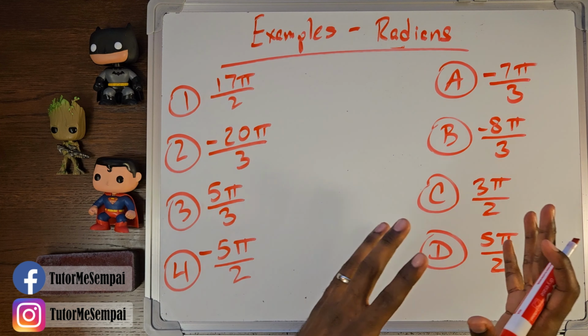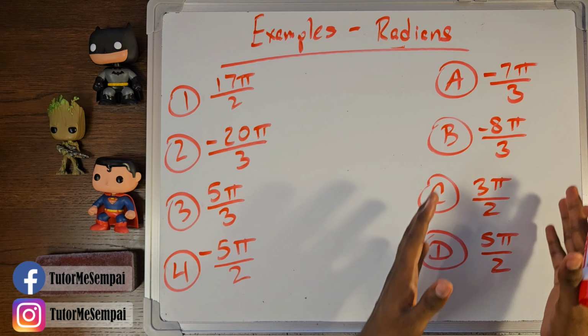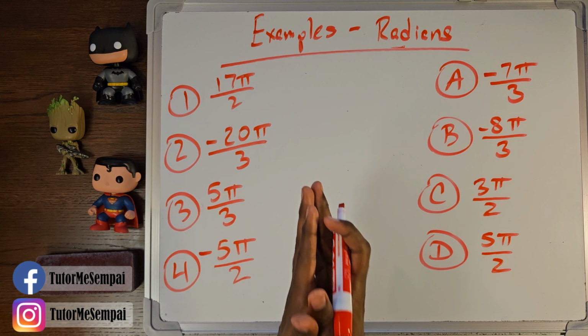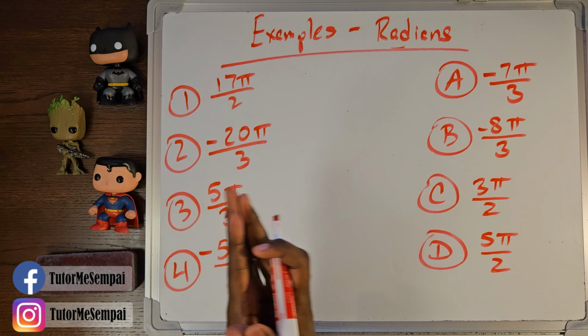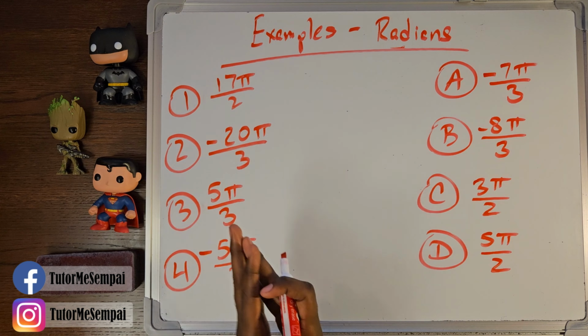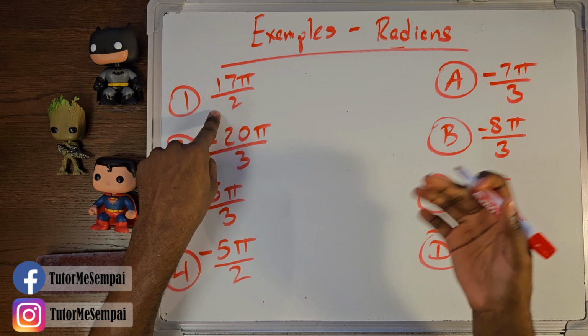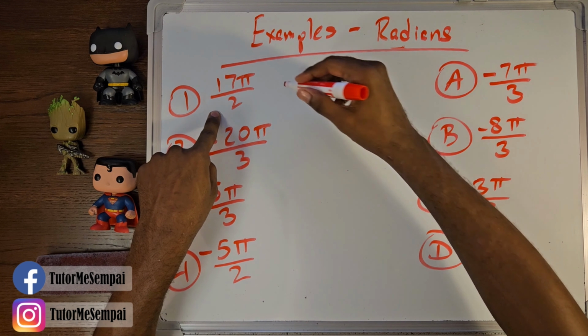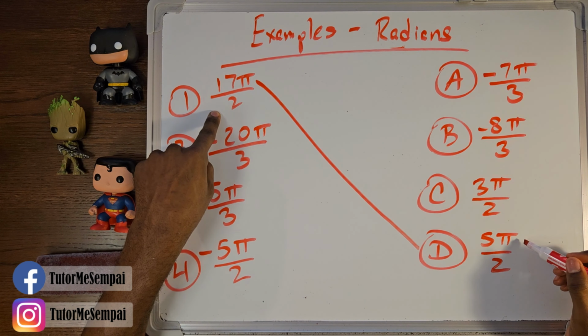Now we're going to do the same exact thing we did for the degrees. We're going to match our initial angles with our potential coterminal angles. And if you want to figure this out yourself, pause now. All right, assuming that you figured out your answers and you're back, let's see what does 17 pi over 2 match with. What's going to be the coterminal angle? Well, that is going to be D, 5 pi over 2.